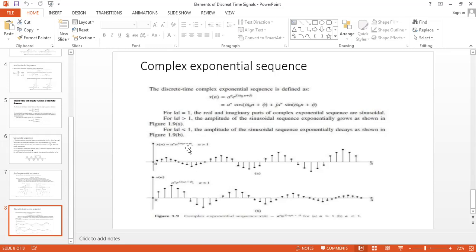If a is greater than 1, then the amplitude of the sinusoidal wave will grow, as shown in A. If a is less than 1, then the amplitude of the sinusoid decreases, which means the amplitude will decay sinusoidally.